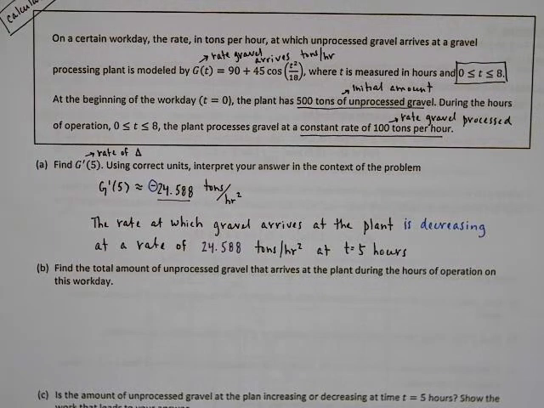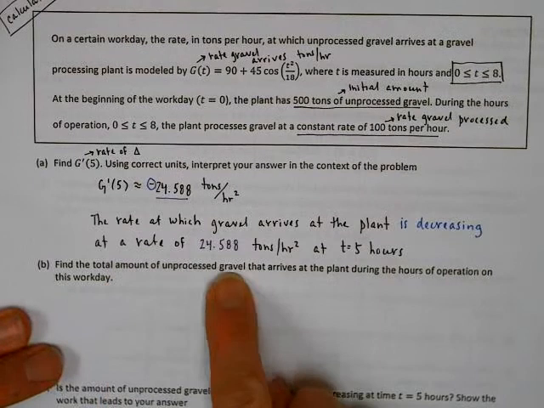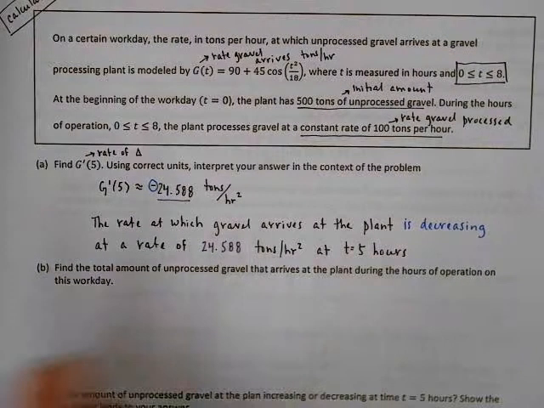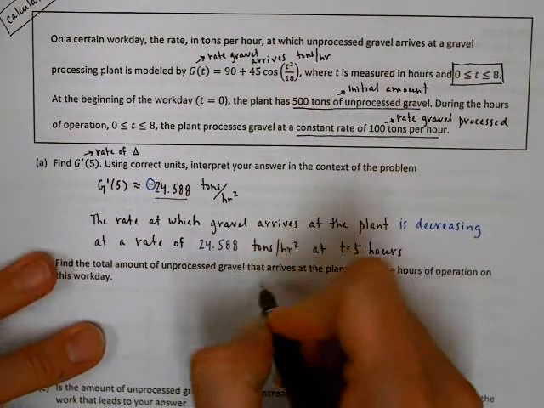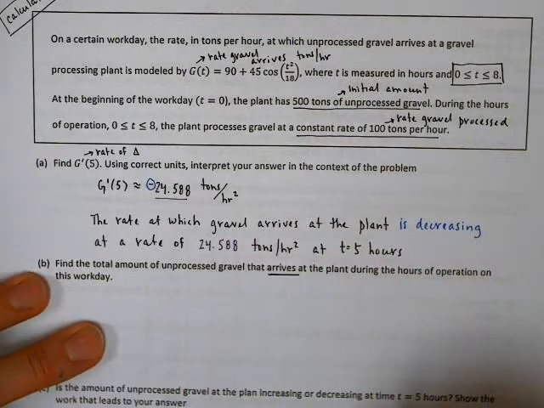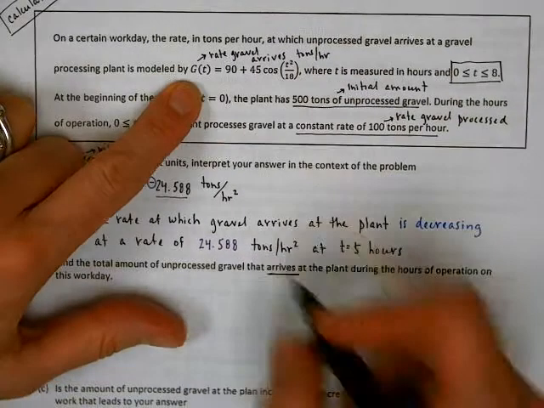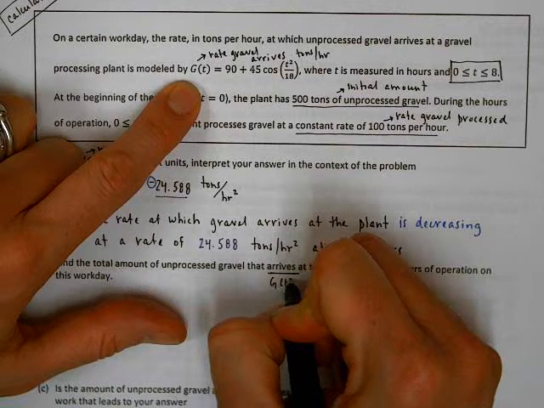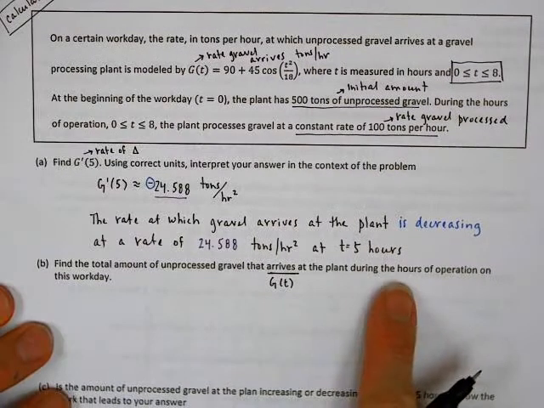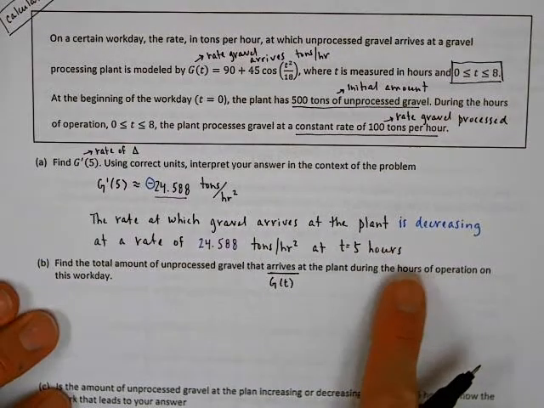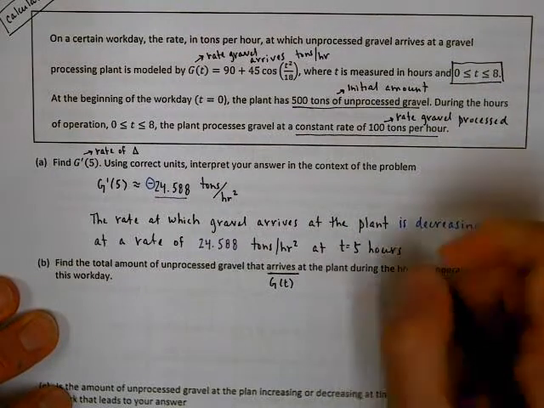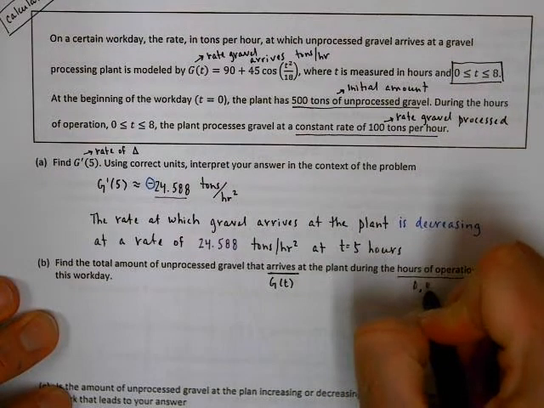All right, now here we want the total amount of unprocessed gravel that arrives at the plant. So I know arriving, that's my function g of t. And I want to know the amount of gravel that arrives during the hours of operation. Well, I know that's between 0 and 8.